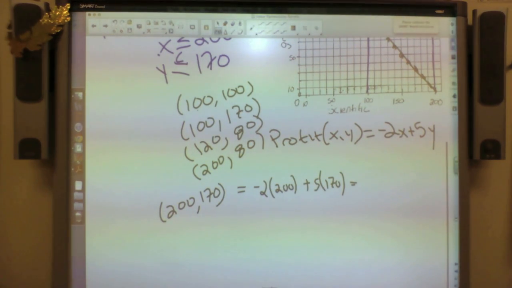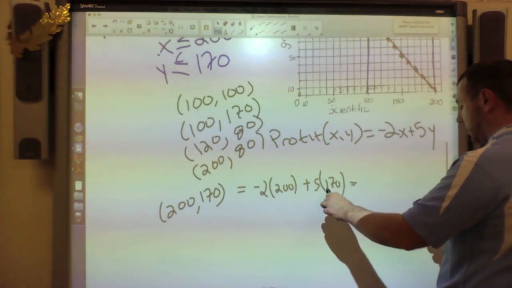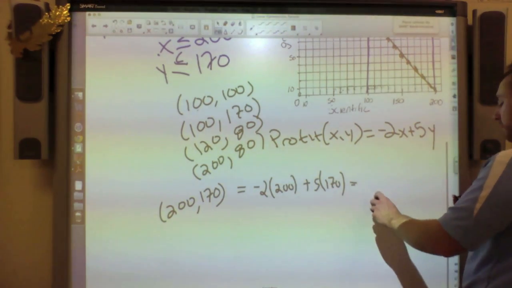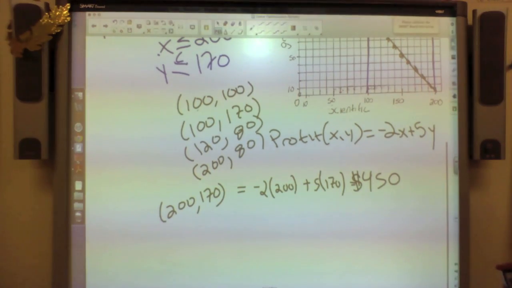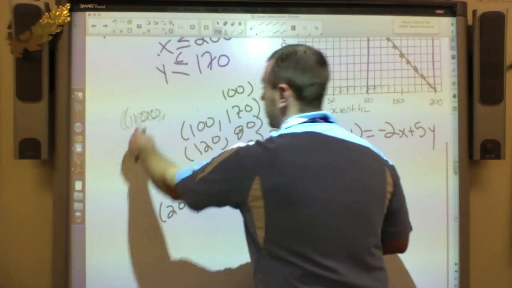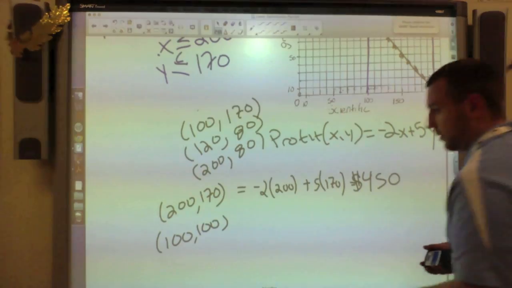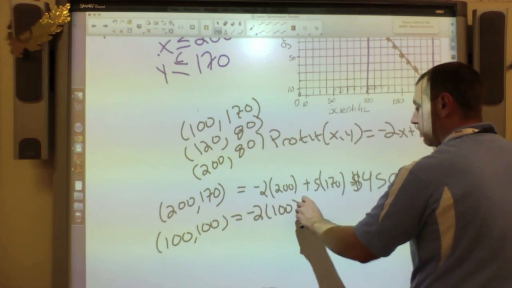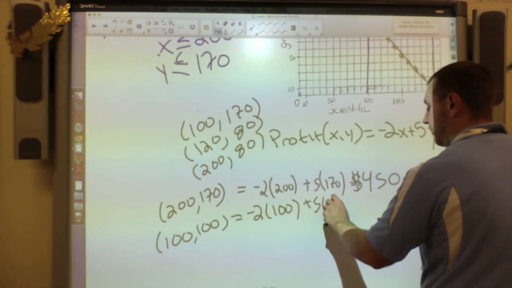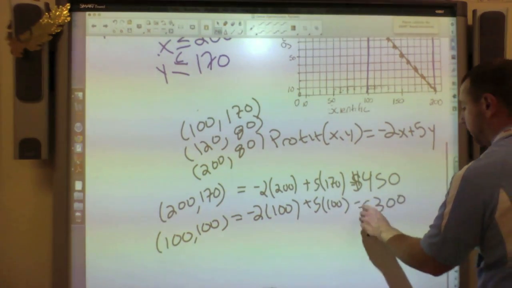All right. This is going to be negative 400. This is going to be 850. So my total profit is going to be $450 there. For this one, 100, 100. Again, negative 2 times 100 plus 5 times 100. So that's going to end up being a $300 profit.